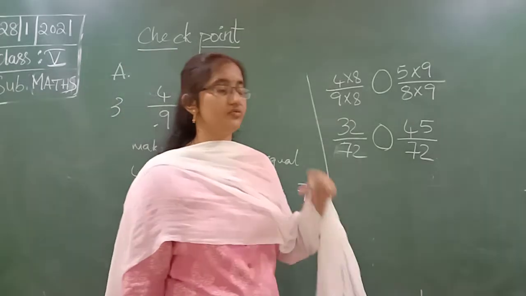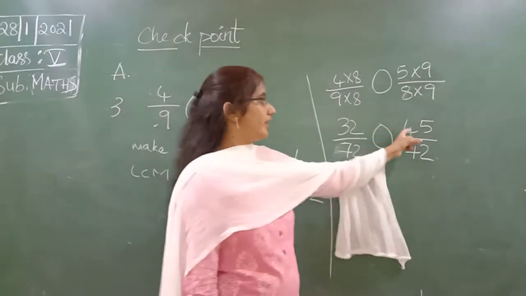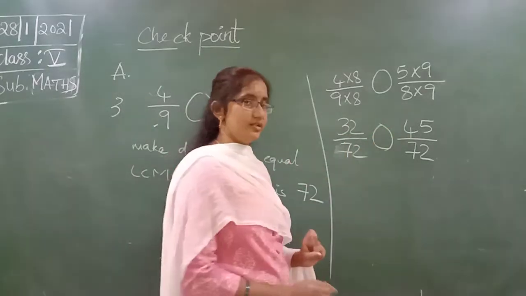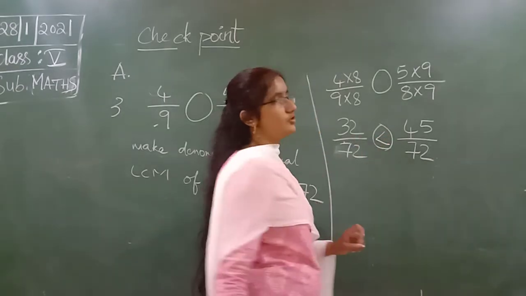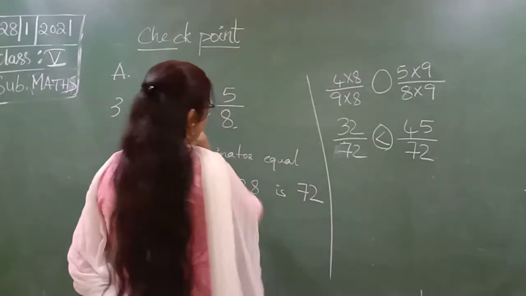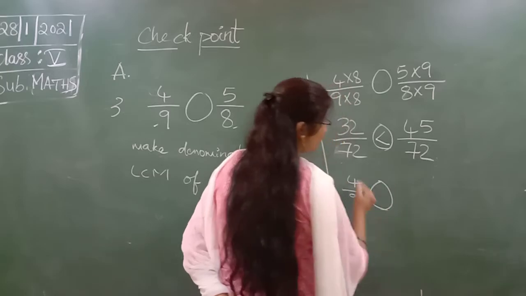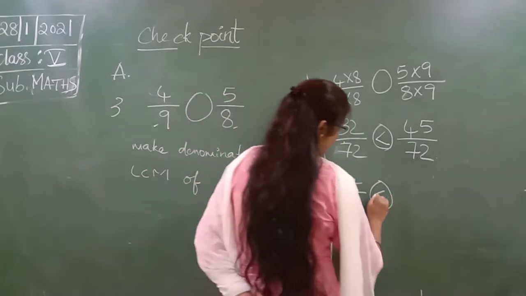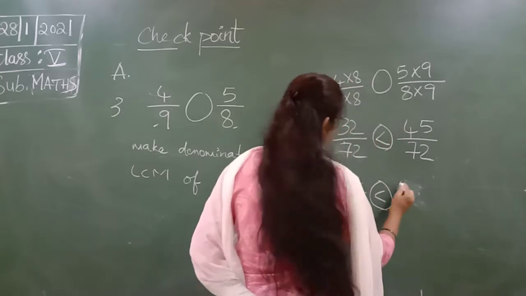In like fractions, we have to compare only the numerators. Which one is the biggest? 45. And 32 is the smallest. So we have to provide the smaller sign: 32 by 72 is smaller than 45 by 72. Now take this back: 4 by 9 is smaller than 5 by 8.